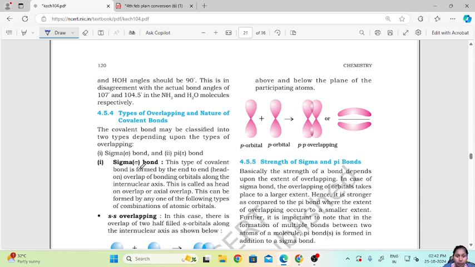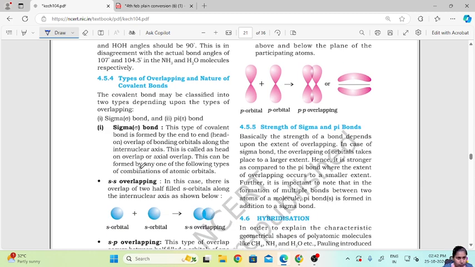Types of overlapping and nature of covalent bonds. What types of overlapping are there? Now the covalent bond may be classified into two types depending upon the types of overlapping. Covalent bonds are classified into two types depending upon their overlapping: sigma bonds and pi bonds. Now what are sigma bonds?